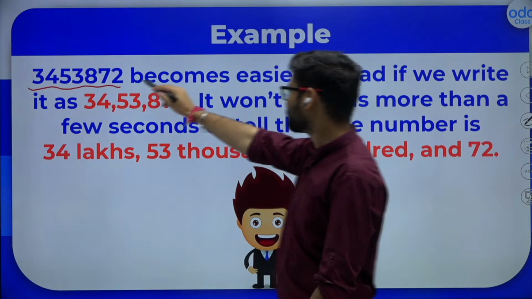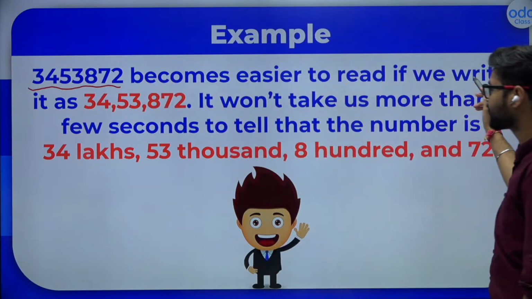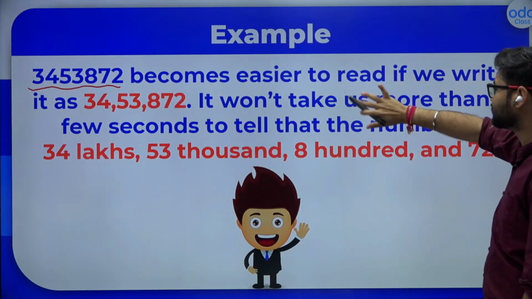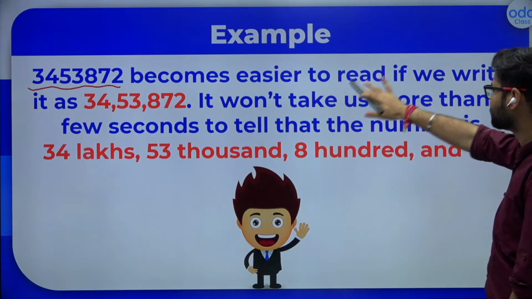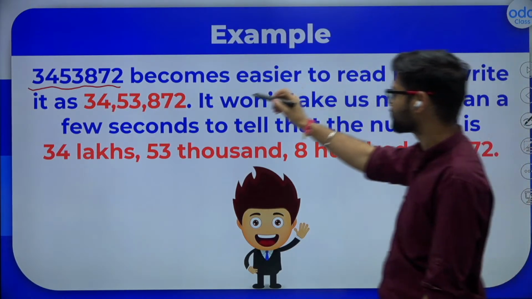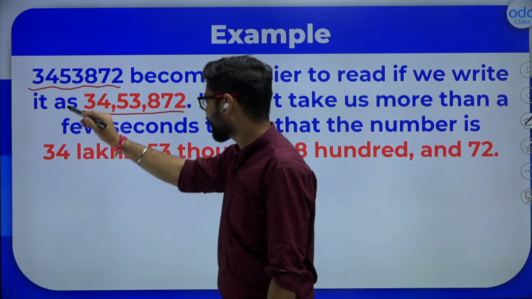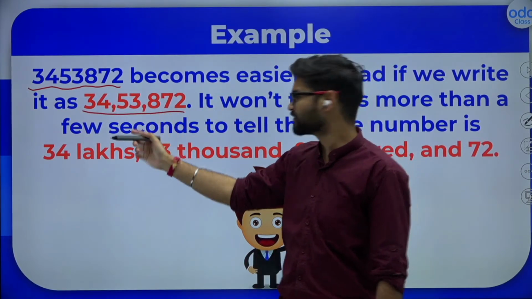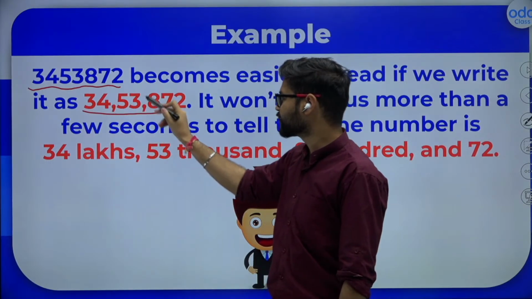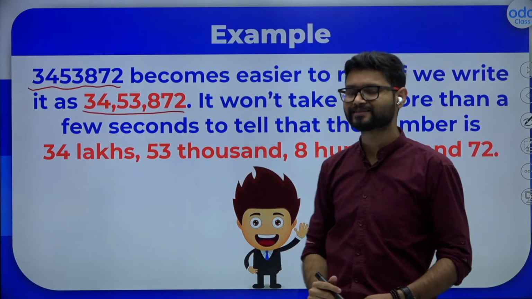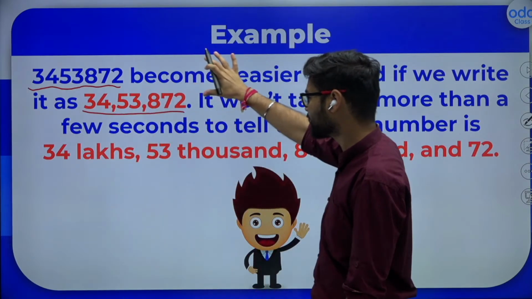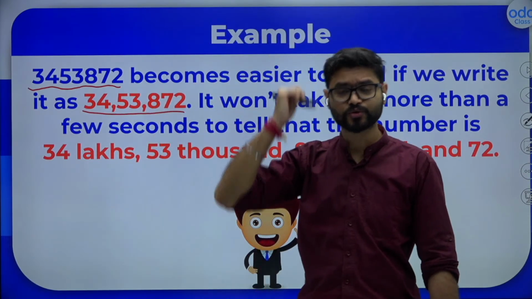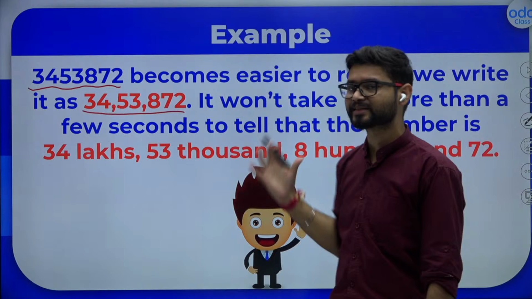This becomes easier to read if we write it like this. Now I have written the number like this, and now it becomes so easy to read. This is 34 lakhs 53,872. The same number which we were confused about, how to read it, has now become easier.